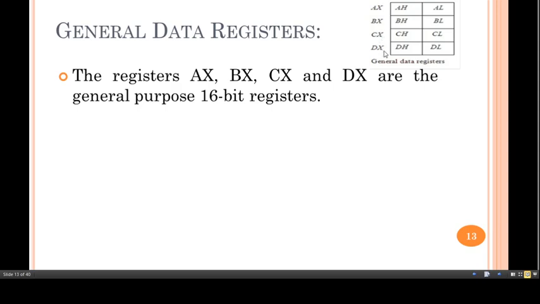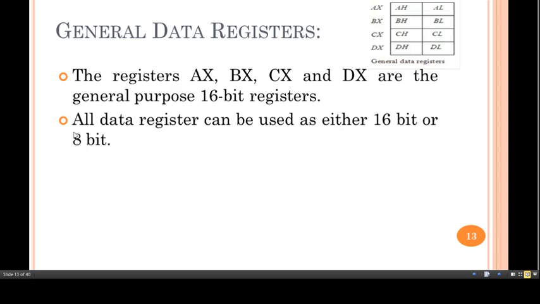These are the 4 general purpose registers, and the size of the general purpose registers is 16 bits, and all data registers can be used as either 16 bit or 8 bit. If we have to use it as a 16 bit register, we have to use register AX, and if we want to use it as an 8 bit register, we have to use AL.